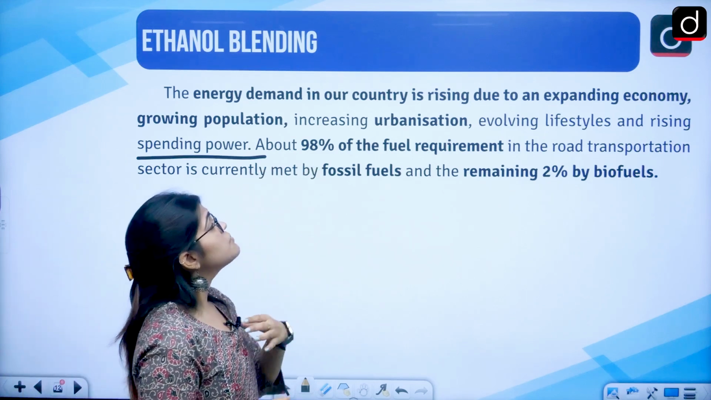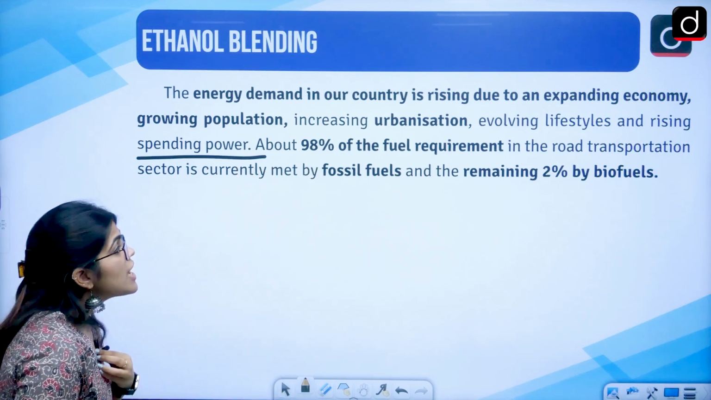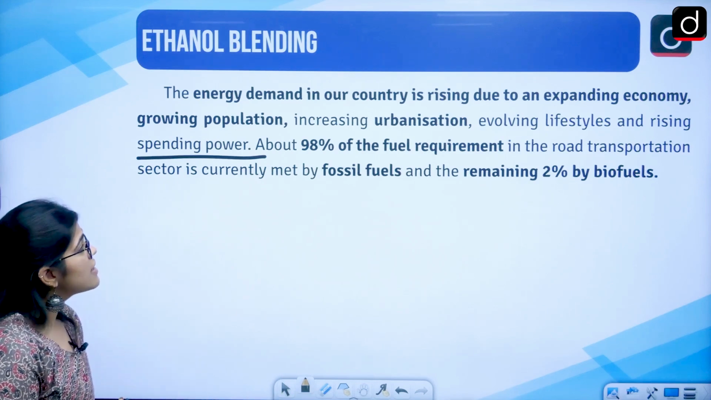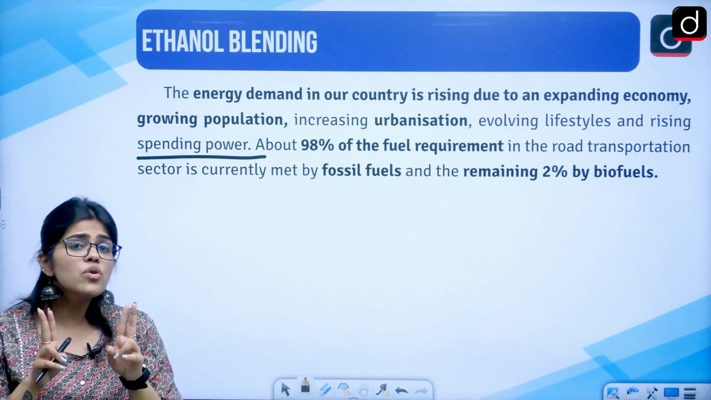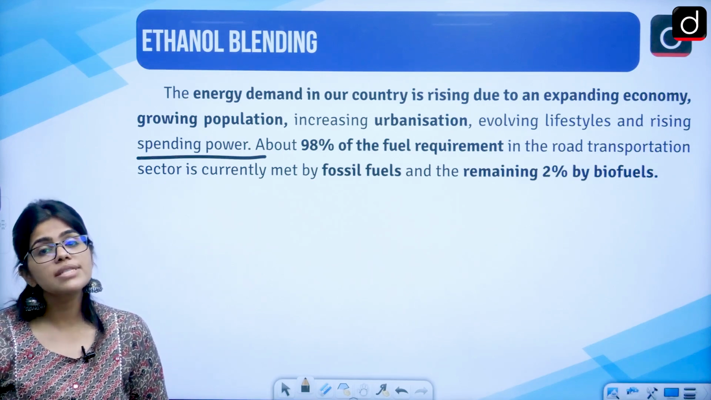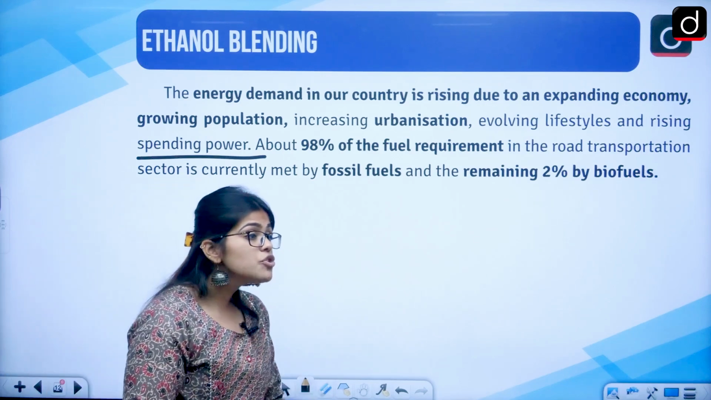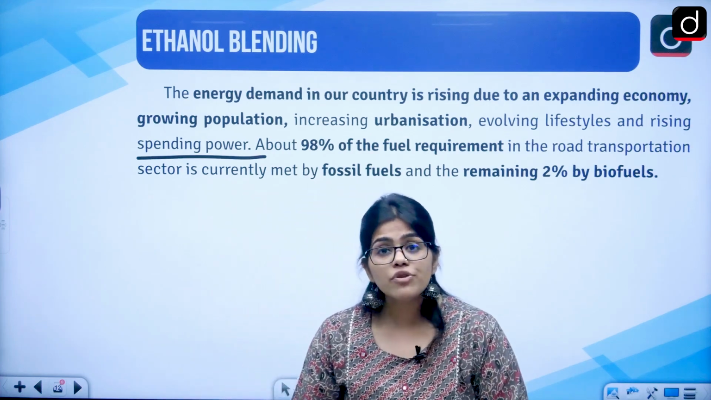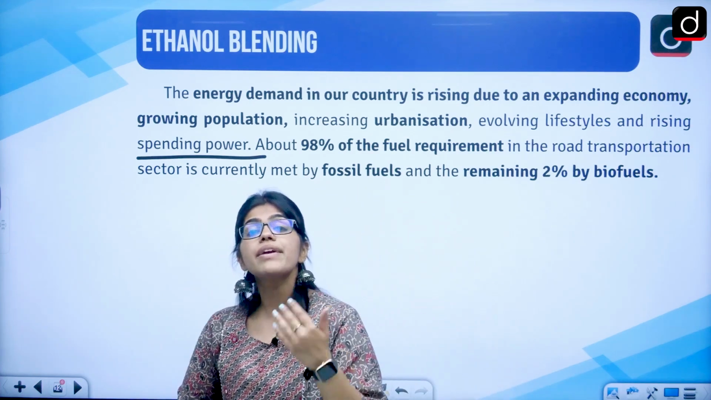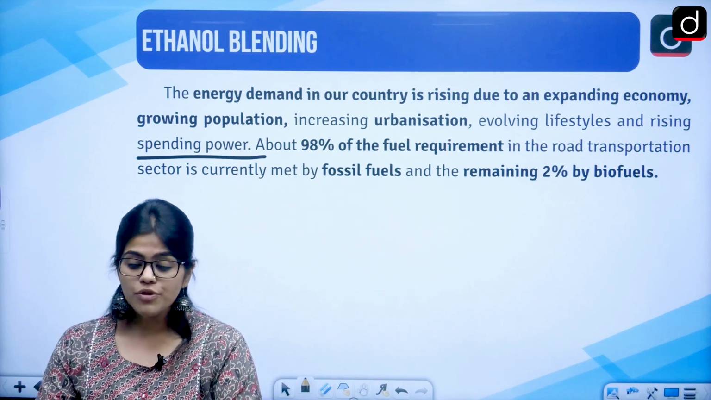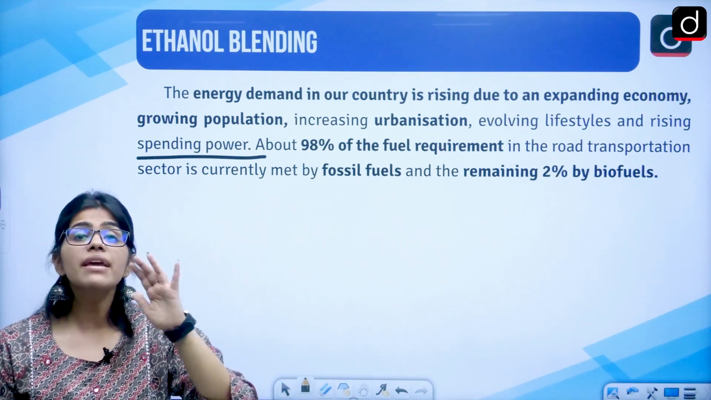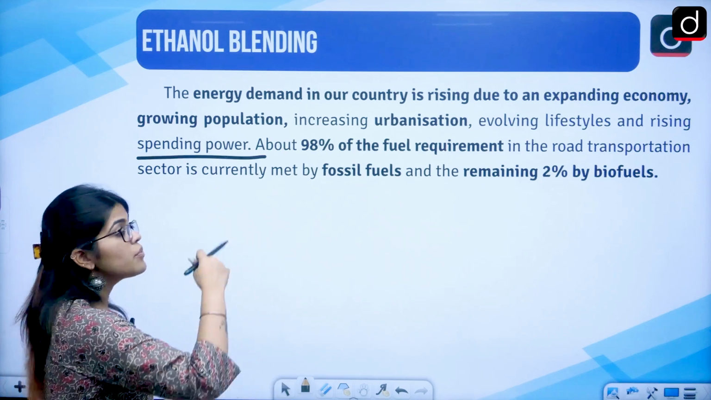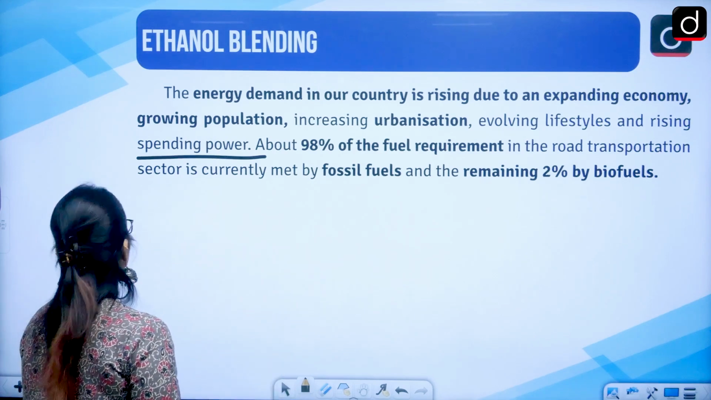About 98% of the fuel requirement in the road transportation sector is currently met by fossil fuels, and only the remaining 2% is met by biofuels. So we want to use more and more biofuels because they are renewable resources. These fossil fuels are non-renewable resources. Once used, they will be finished. So we want what? We want biofuels to be promoted.